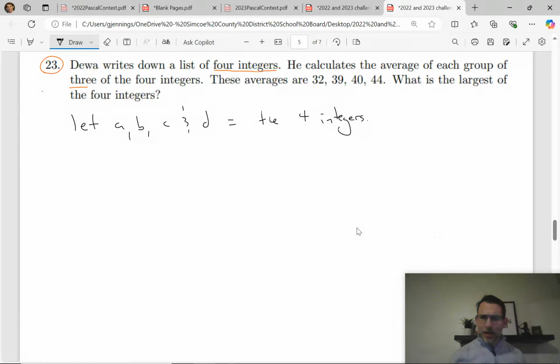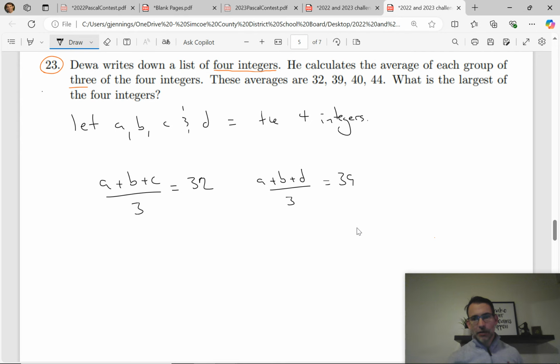Well, yeah, you might be saying, okay, fancy pants. You now have a way to represent those integers, but what can you do with that? Well, let me show you what I could do with that. Here's the four groups of three of the four integers. I know that A plus B plus C divided by 3 would give me the average of those things, and that's 32. And then on the other hand, A plus B plus D divided by 3 gives me 39. I'm going to run out of space, aren't I?